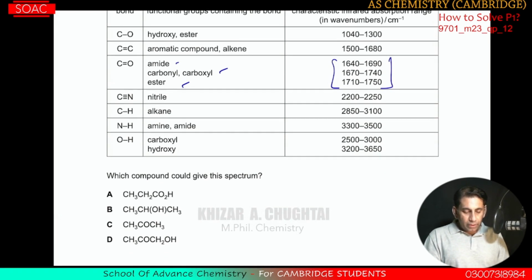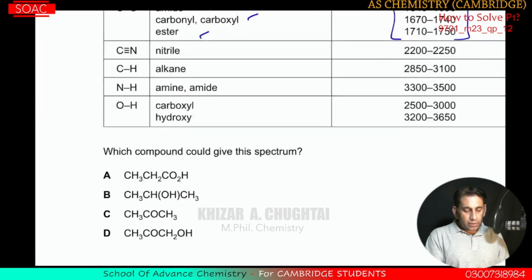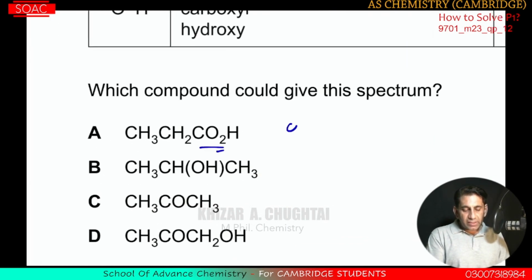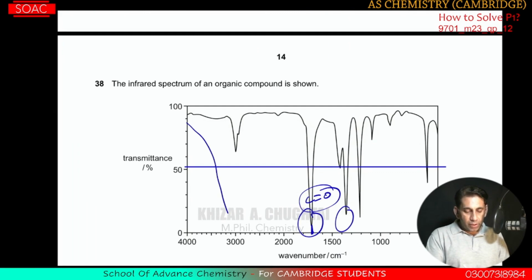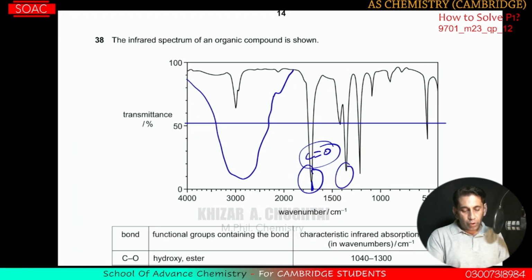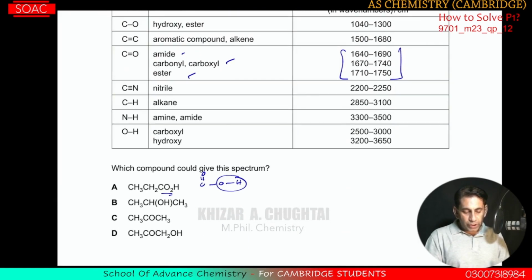Which compound could this spectrum be? In this case, you can see that this molecule has C=O, yes, but it also has an OH bond. There is no peak of the OH bond in this region, so it cannot be an acid, and it cannot be an alcohol. Again, it has an OH group, there is no peak of the OH group, and there must be a peak of C=O. So B is quite incorrect.